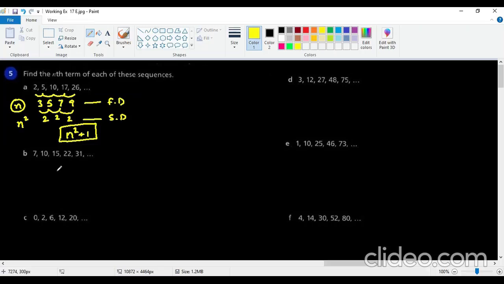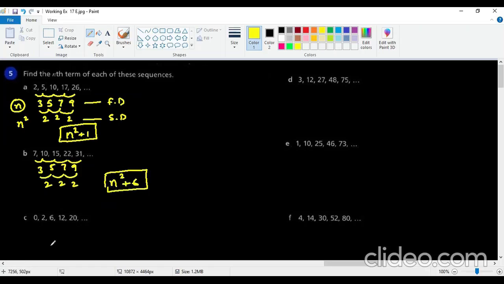Moving on to the next part, which is B: 7 plus 3 is 10, plus 5 is 15, plus 7 is 22, and plus 9 is 31. The second difference is 2. When the second difference is common, we write n square. Now this is a 1. What to do with this 1 to make it 7? We add 6 to it. So this is going to be the term rule.